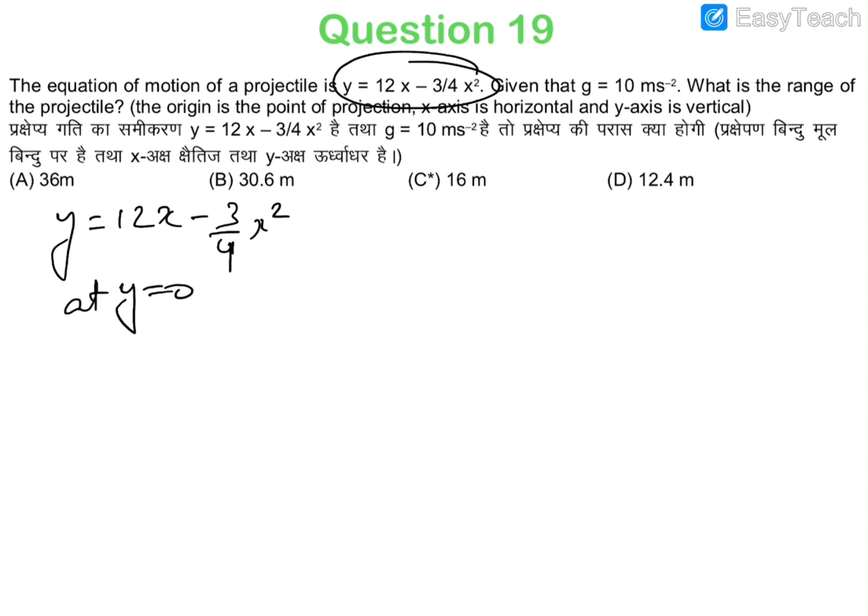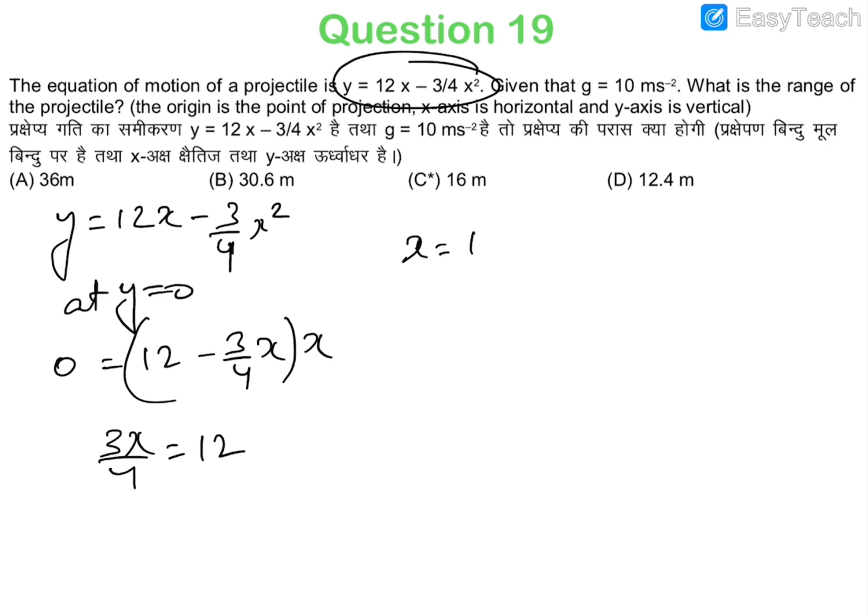First is the point of projection, so y is 0 at 12 minus 3 by 4 x, and x is common, so one point is x is equal to 0, which is the point of projection, and the other point is 3x by 4 equal to 12, so x is equal to 16. So this is the range of this projectile.